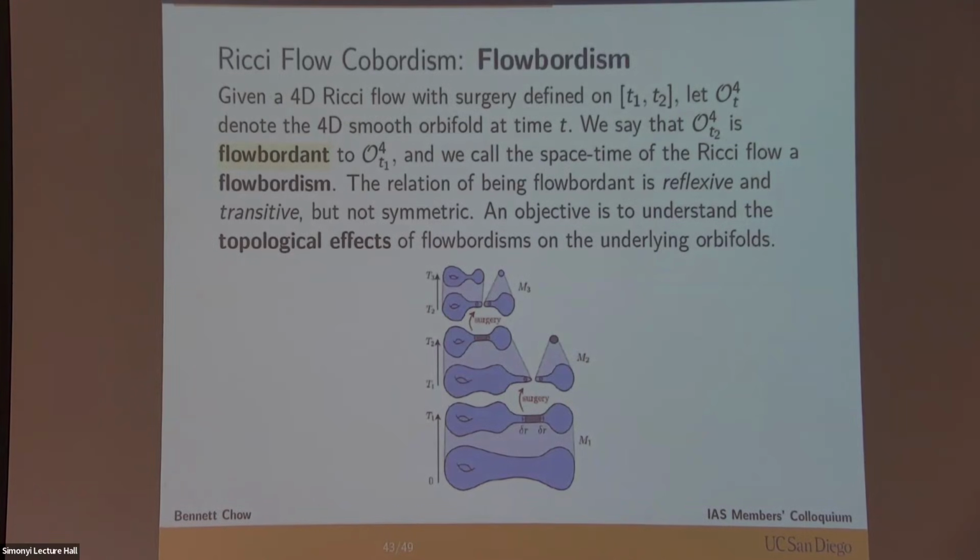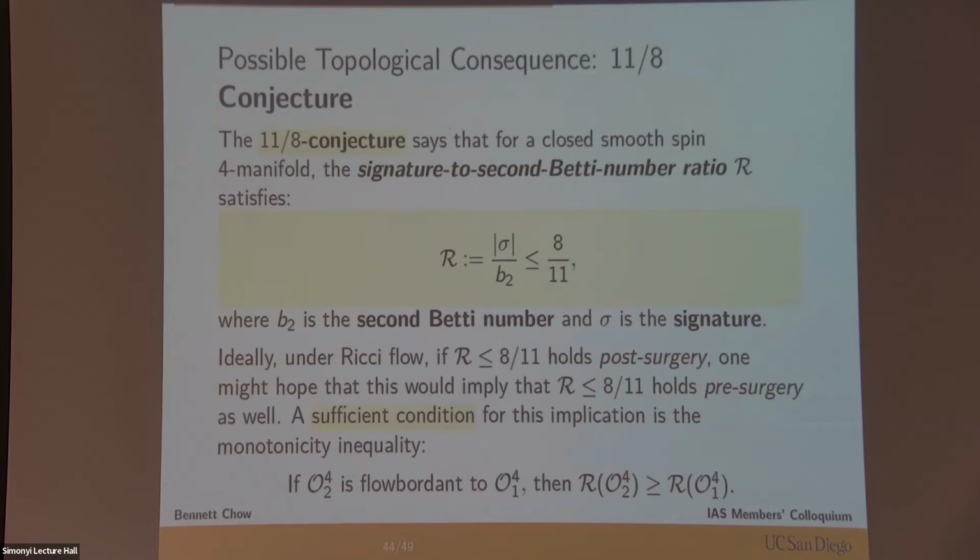Okay, so this is just terminology. You can call it Ricci flow cobordism, or flowbordism. It's going to be reflexive because if you flow a little time, it won't change, and it's transitive, but it's not symmetric. Okay, so the question for the 11/8 conjecture is that you want to show there's not too much signature relative to the second Betti number, so you want this inequality. If you had monotonicity, that would certainly make it much easier, but that's not necessarily true.